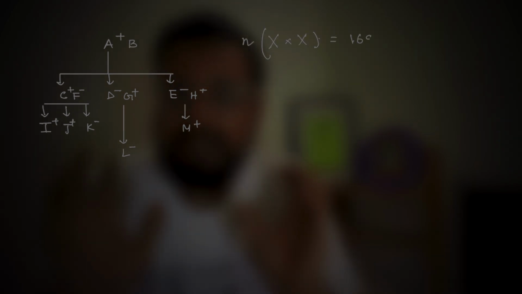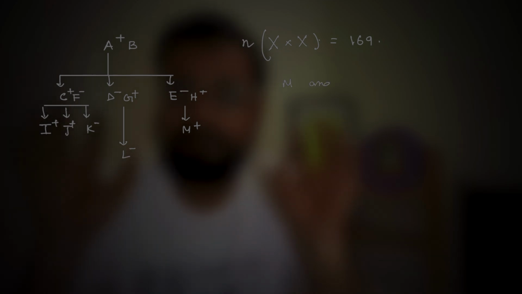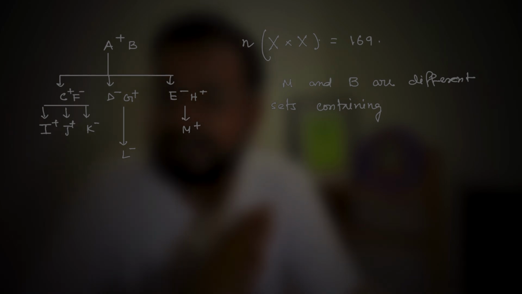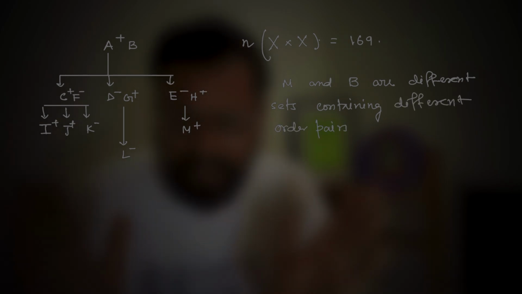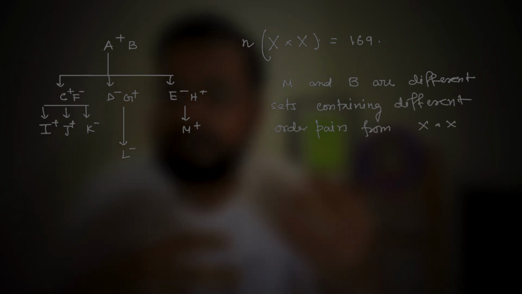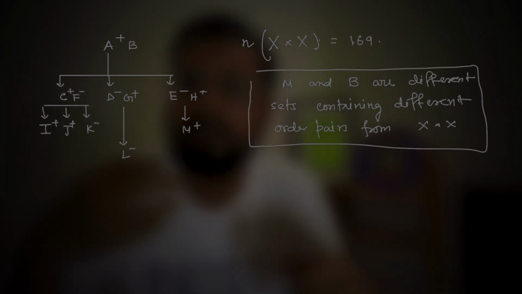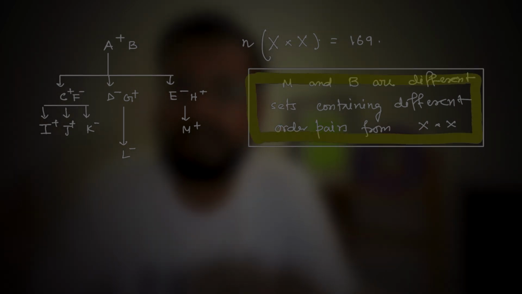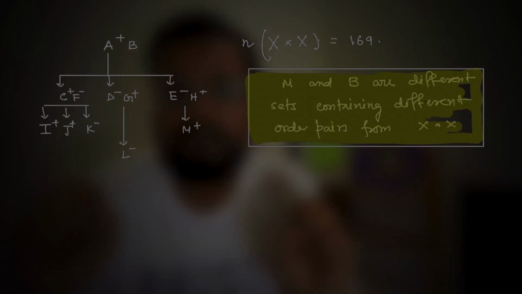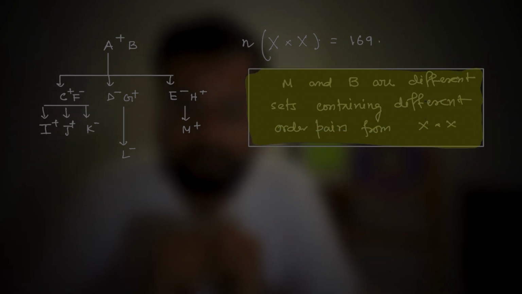So the key idea that we want to understand here is that M and B are two different subsets of X cross X, and they relate different elements of X to different elements of X again. Okay, so that is the key idea that we can take away from here. Let's see another example. The best way to understand mathematics is by examples.